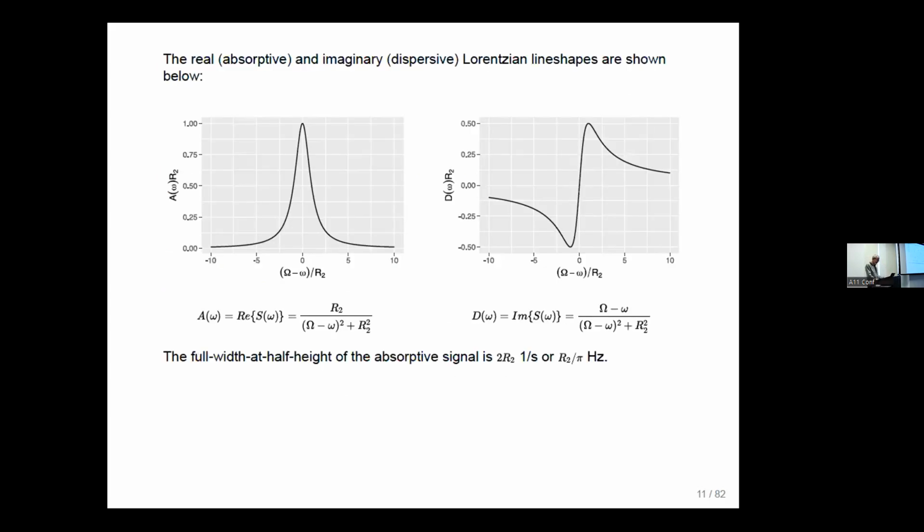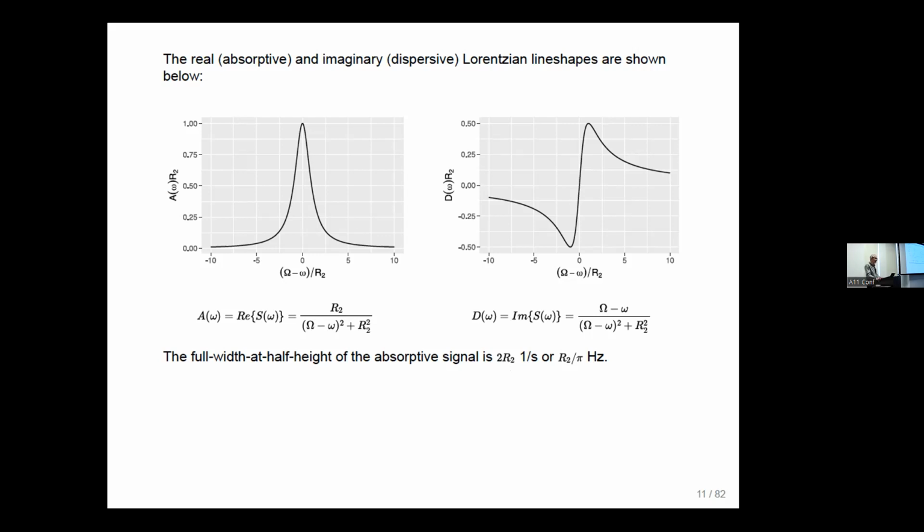And again, this we looked at already. Fourier transform of the free induction decay gives the absorptive line shape. And then if we analyze this equation for the absorptive line shape, we see that the full width at half height, what spectroscopists call the line width, is 2 times R2 in angular units, or if we divide by 2 pi, R2 over pi in hertz.